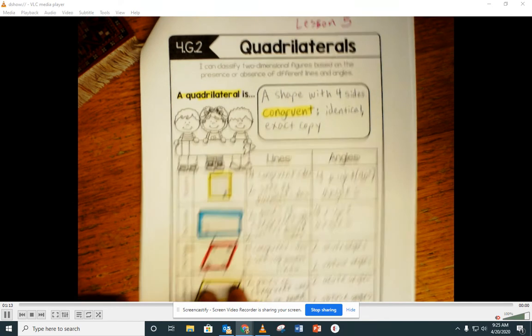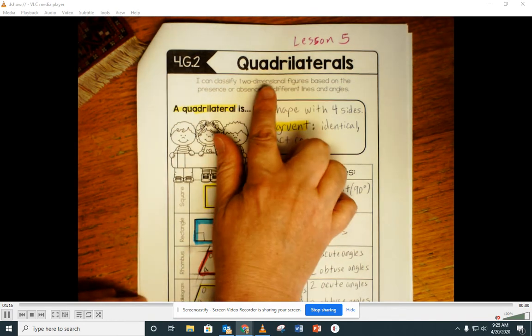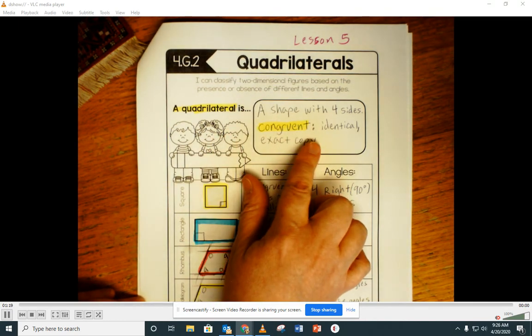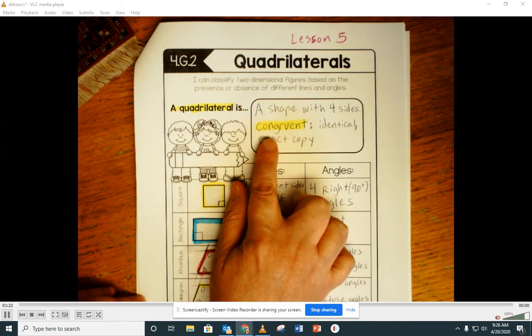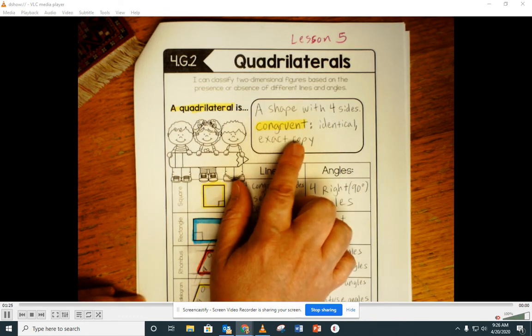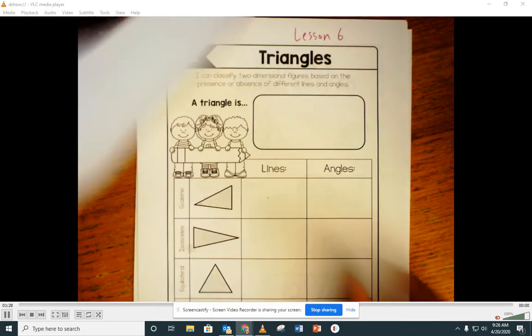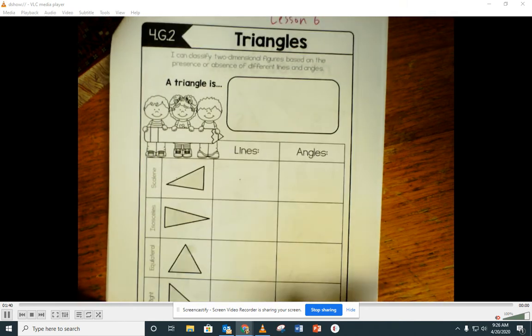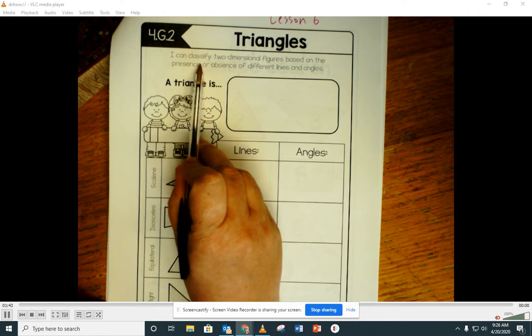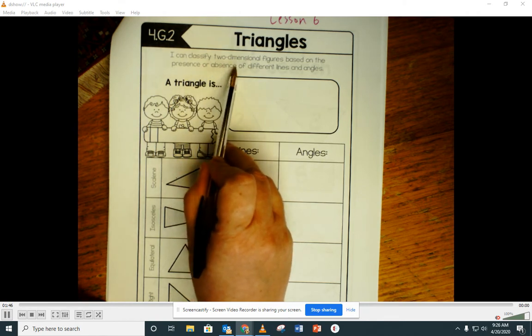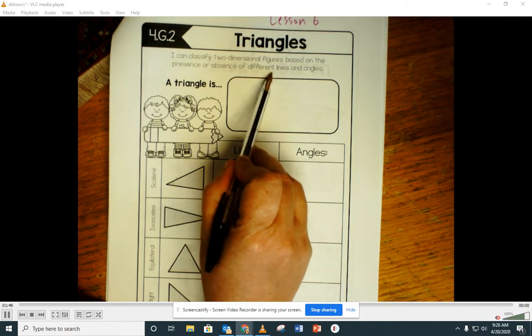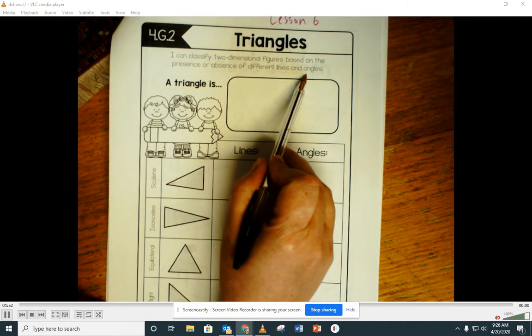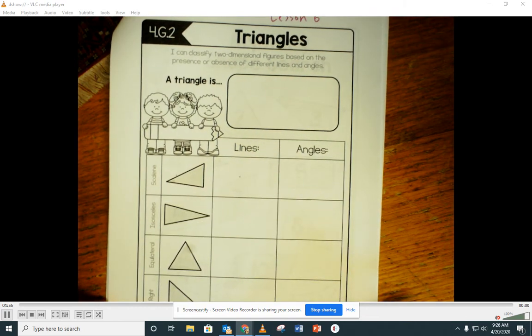Last time we did Lesson 5, where we looked at quadrilaterals, which are four-sided shapes, and we learned the word congruent, which means identical or an exact copy. So for Lesson 6, we will be looking at triangles. Now, we all know that a triangle is a three-sided shape. So your goal today is to be able to classify or group triangles based on different lines or sides and different angles. So we're going to start with, what is a triangle?